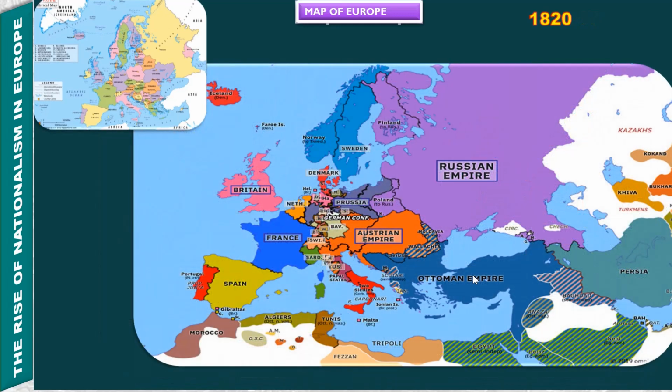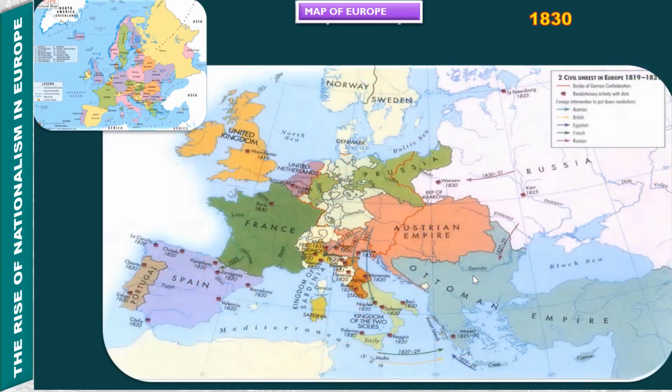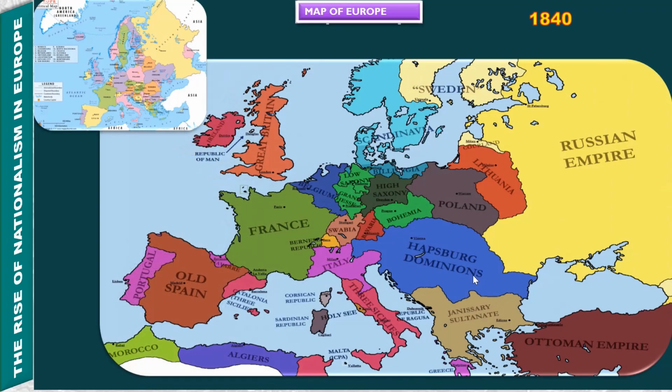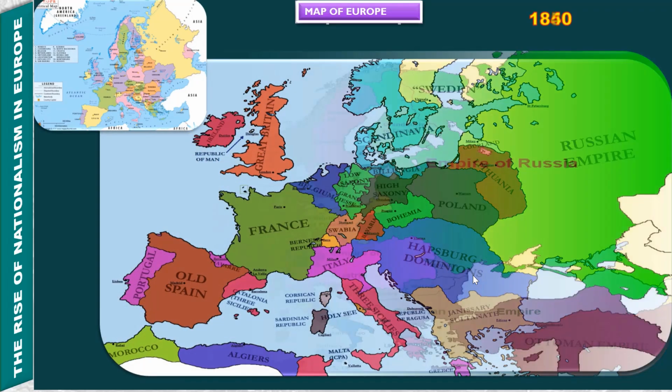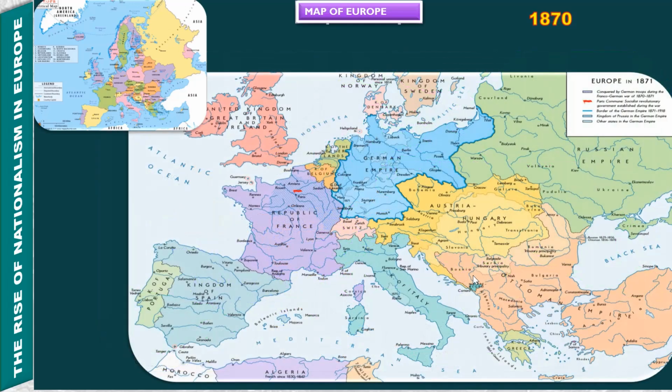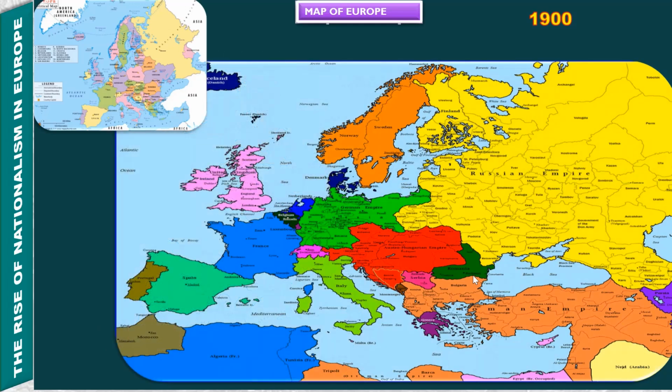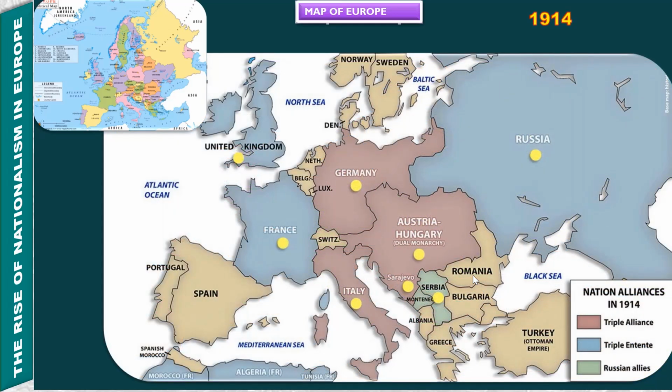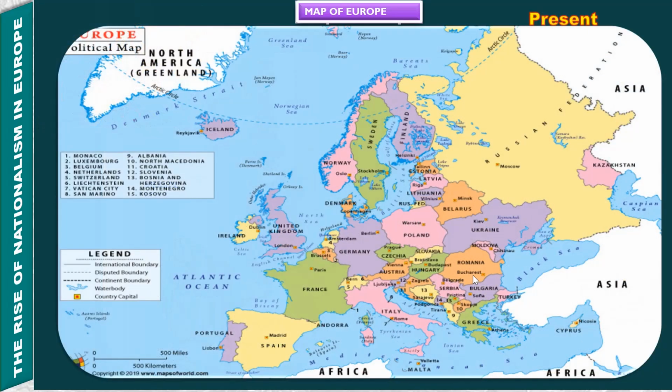In the year 1820, in the year 1830, in the 1840s, in the 1850s, in the 1870s, in 1900. I hope you are getting the changes occurring in the borders of these regions. In 1914 when World War I broke out, and this is the present map. What made this happen? What all changes were brought? How these nation states were built is what the entire chapter talks about.